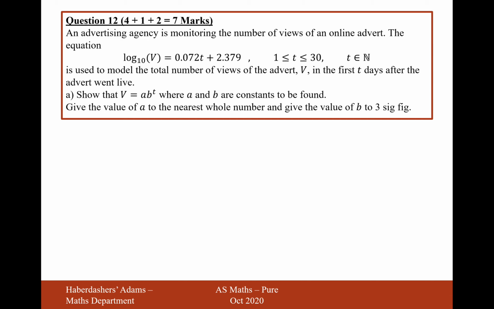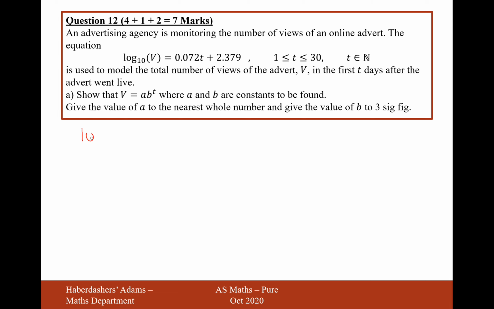An advertising agency is modelling the number of views of an online advert. The equation log 10 of V is equal to 0.072t plus 2.379 is used to model the total number of views of the advert V in the first t days after the advert went live. Show that V equals AB to the power of t, where A and B are constants to be found.